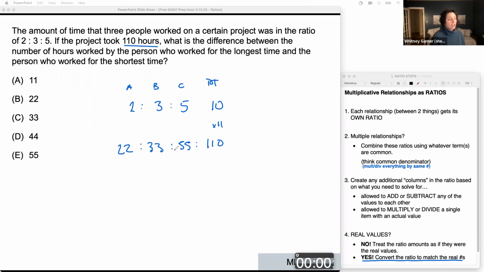The difference between the longest and the shortest: 55 minus 22 is 33. And that's my answer, C.